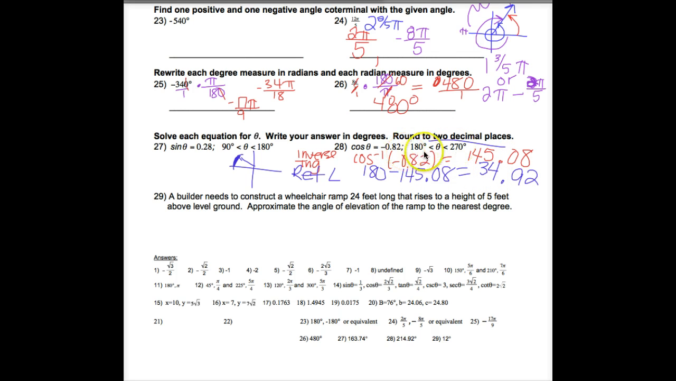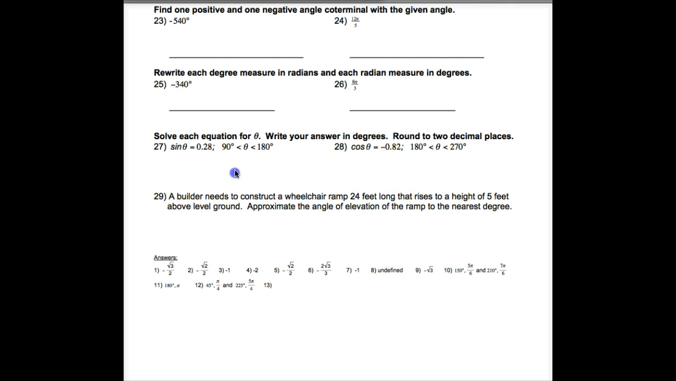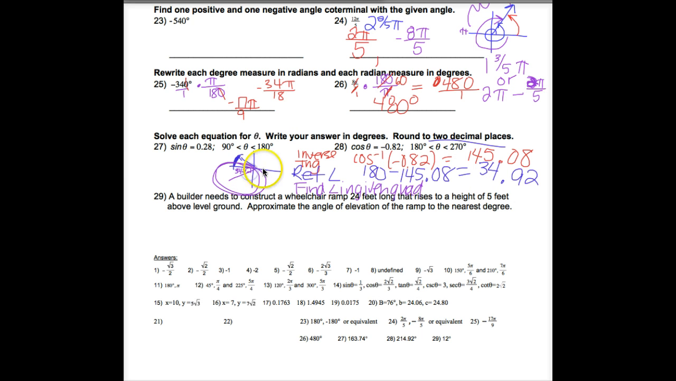Now, 34.92 is not between 180 and 270 either. So our final step is to find the angle in the given quadrant. Between 180 and 270 is quadrant 3. So I want the 34.92 degree angle in quadrant 3. The way I would find its measure is to take 180 and add 34.92, which gives you 214.92. And that's your answer.